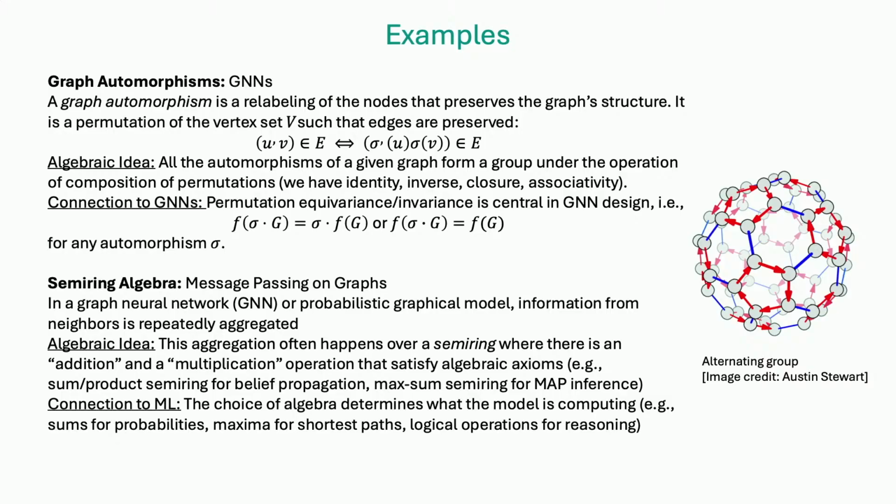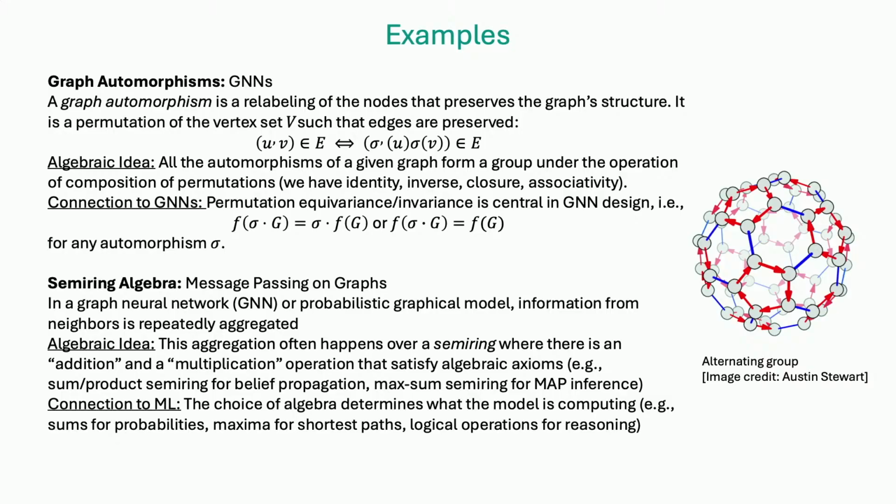So graph automorphisms show up in GNNs a lot. This whole conference is about GNNs, and graph automorphisms are a key concept here. Graph automorphisms form a group, and GNN layers are often designed to be invariant to this group's action.